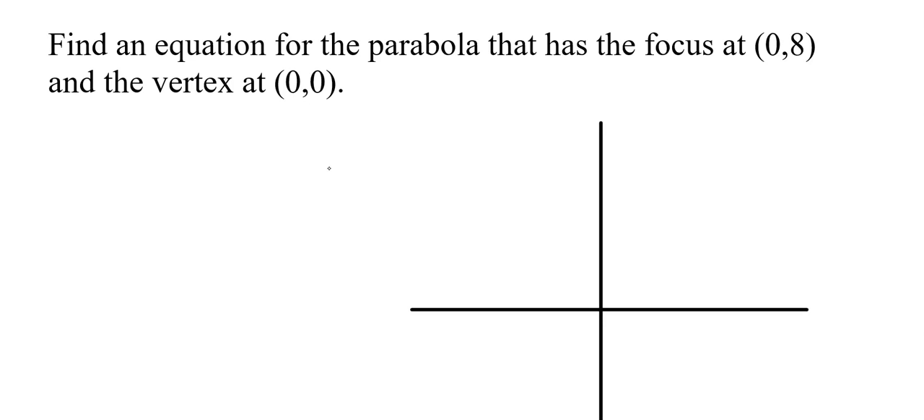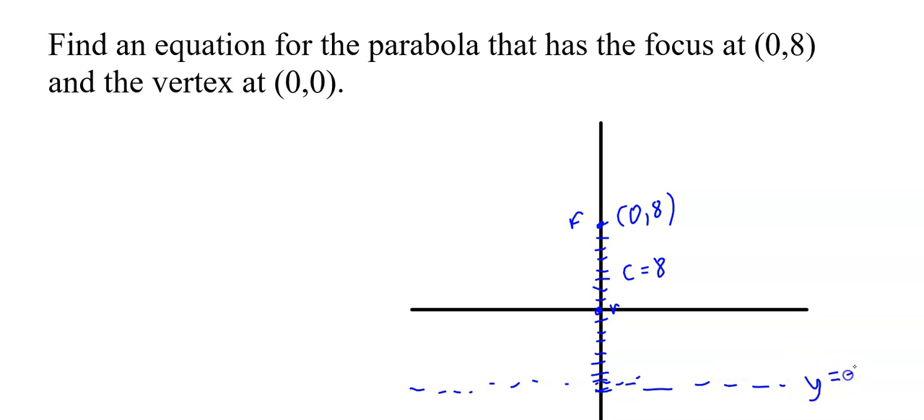Find an equation for the parabola that has a focus at 0, 8 and the vertex at 0, 0. I'm going to do this without the formulas first, and then I'll show you the formula way of doing it. So that's the focus at 0, 8, which means c must be positive because it's opening up, and c must be 8. If I go down 8, remember the vertex is always at the origin here, there's going to be a dotted horizontal line, which would be y equals negative 8.